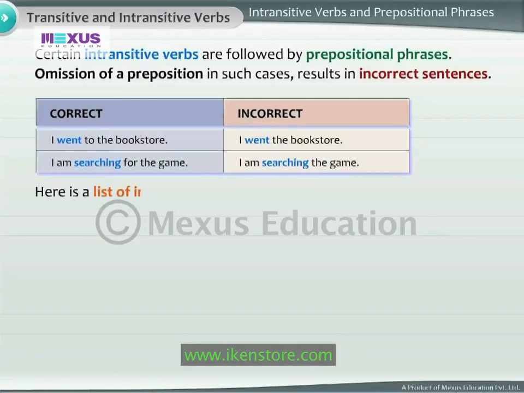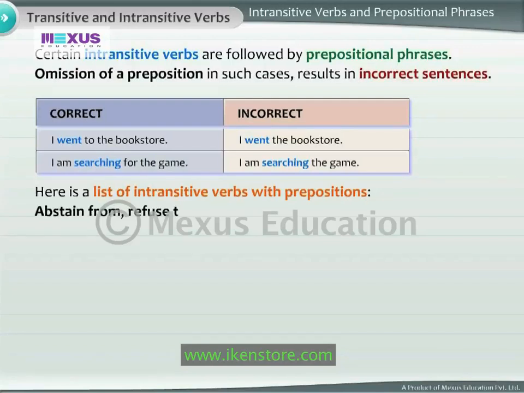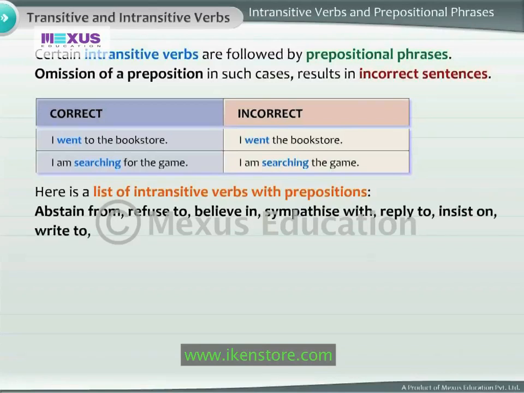Here is a list of intransitive verbs with prepositions. Abstain from, refuse to, believe in, sympathize with, reply to, insist on, write to, object to, care for, think about, think of, depend on, etc.